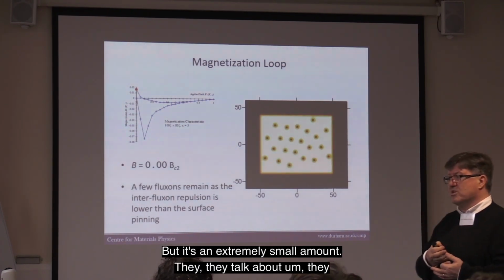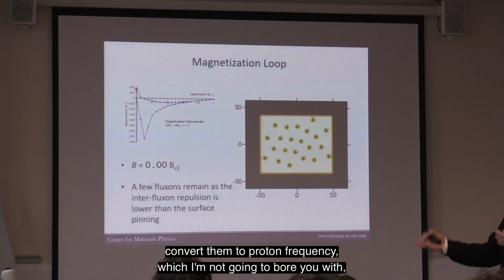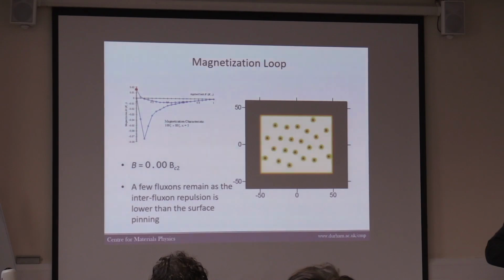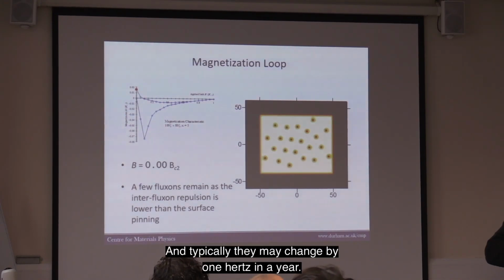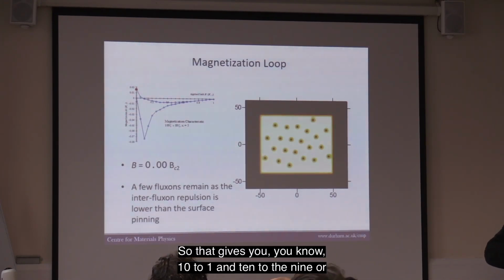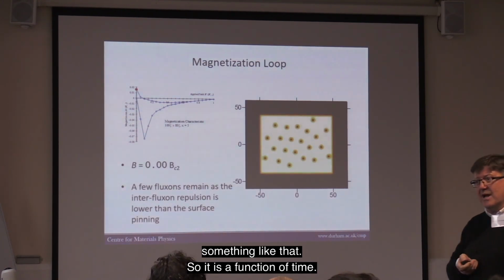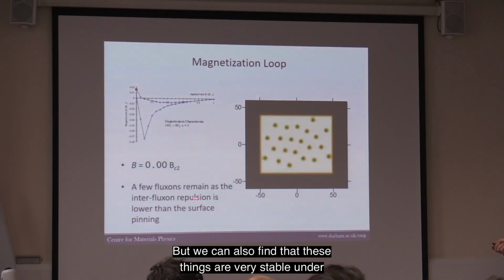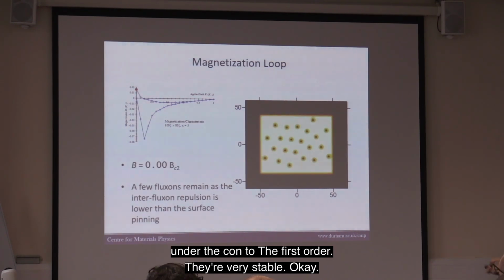They convert them to proton frequency, which I'm not going to bore you with, typically 400 megahertz. So you may have a 400 megahertz MRI scanner, and typically they may change by 1 hertz in a year. So that gives you 1 part in 10 to the 9 or something like that. So it is a function of time, but we can also find that these things are very stable to first order.